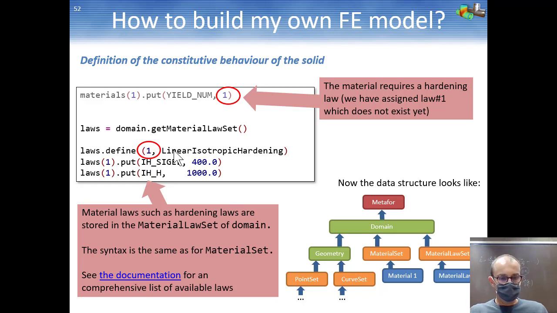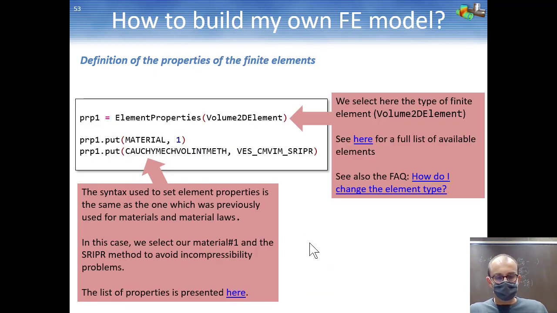So once again, all these commands, all these names for the hardening laws, for example, are in the documentation. So the next step is to define element properties. So once again, it looks maybe a little bit complicated, but you will have exactly the same step in your model.